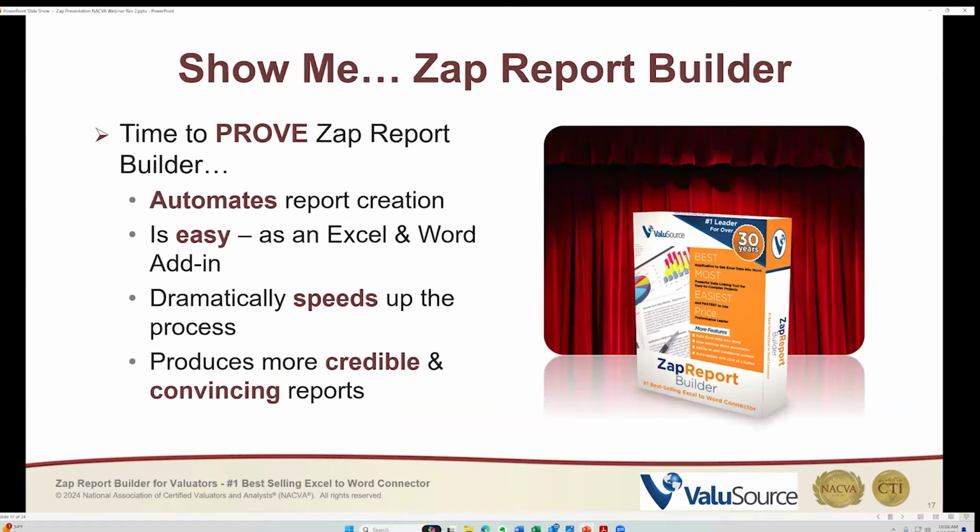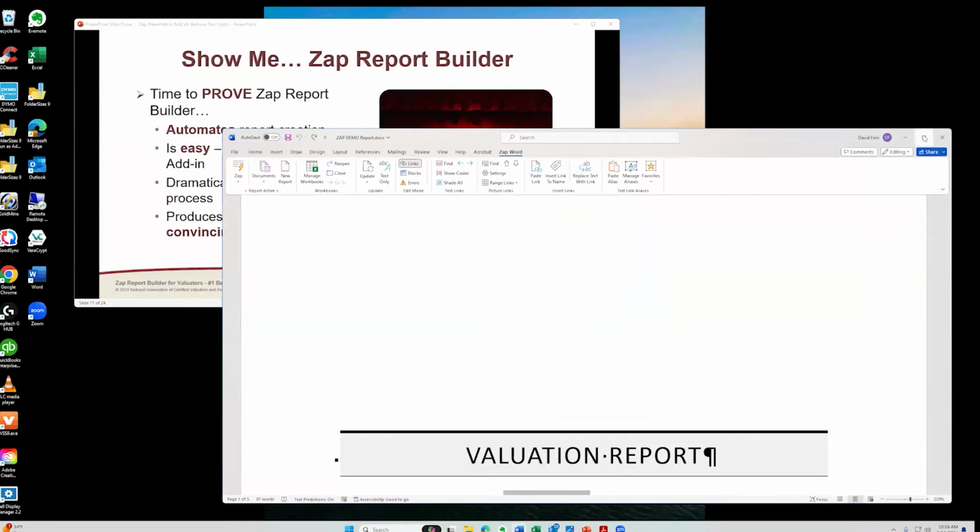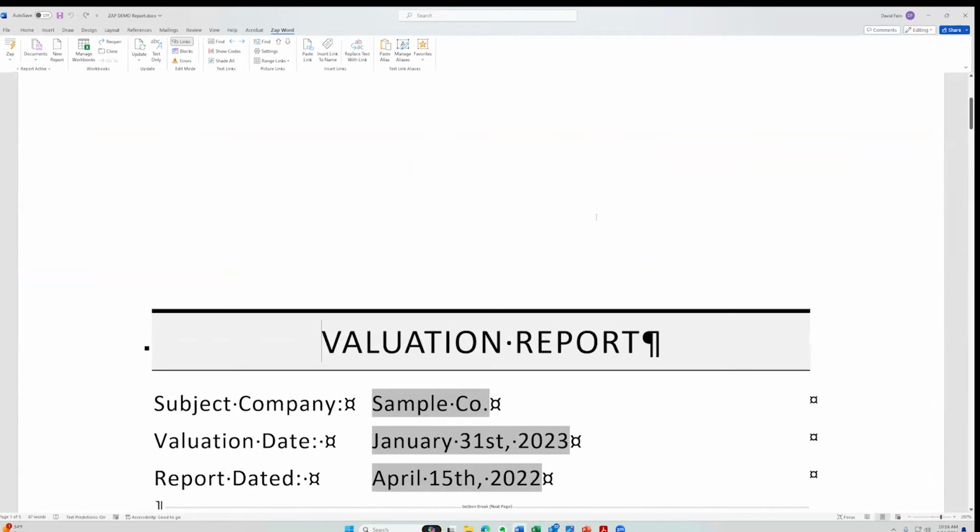So let's take a quick look at how Zap works here. Here's a simple valuation report, and you'll notice there's a Zap Word toolbar menu, and there's a whole ribbon for Zap. And let me just say this too, there's a number of commands here. There's really two phases here.